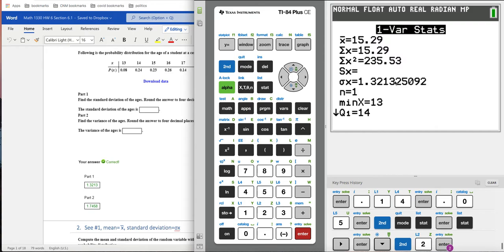Population standard deviation is here, and if it asks for variance, they're going to have to do the thing again where they would take it out to 4 decimal places, so 1.3213 squared to get the variance.